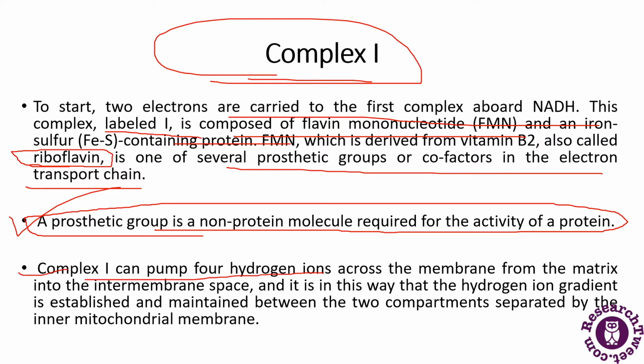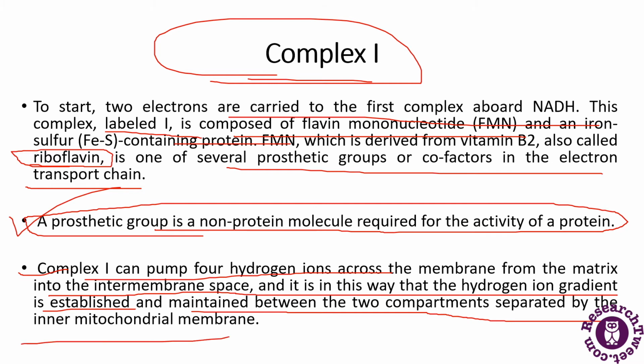And complex 1 can pump 4 hydrogen ions across the membrane from the matrix into the intermembrane space, and it is in this way that the hydrogen ion gradient is established and maintained between the two compartments which are separated by the inner mitochondrial membrane. So this was about complex 1.